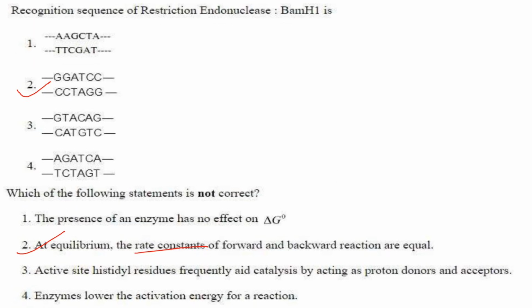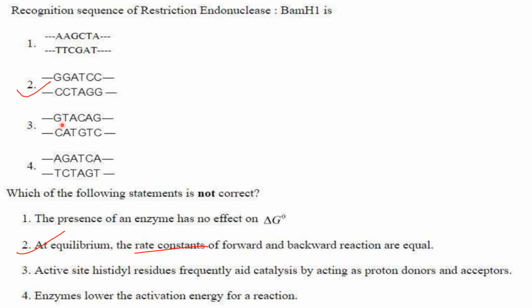Recognition sequence of restriction endonuclease BamHI. Now if you don't know the sequence of BamHI, just look for the palindromic sequences. That is, they should read the same in the 5 prime to 3 prime direction in both the strands. So this is 5 prime AAGCTA, and this is 5 prime of the complementary strand, it is TAG. So it is not reading the same. Then next one, if you see, it is GGATCC in the first strand. In the second strand also GGATCC in 5 prime 3 prime direction. So 2 is the answer, option 2.